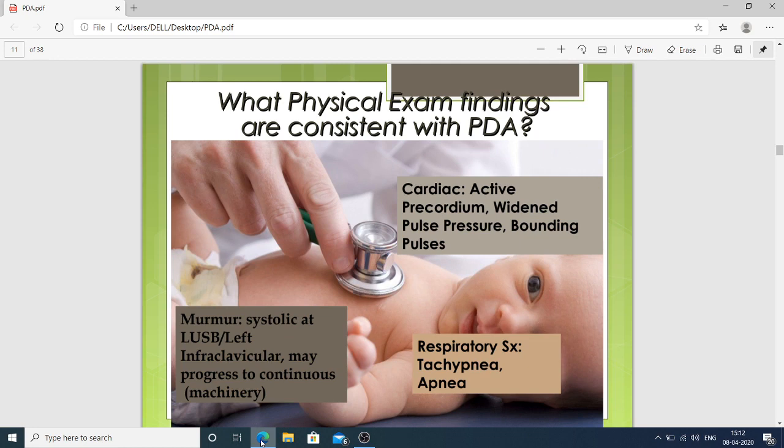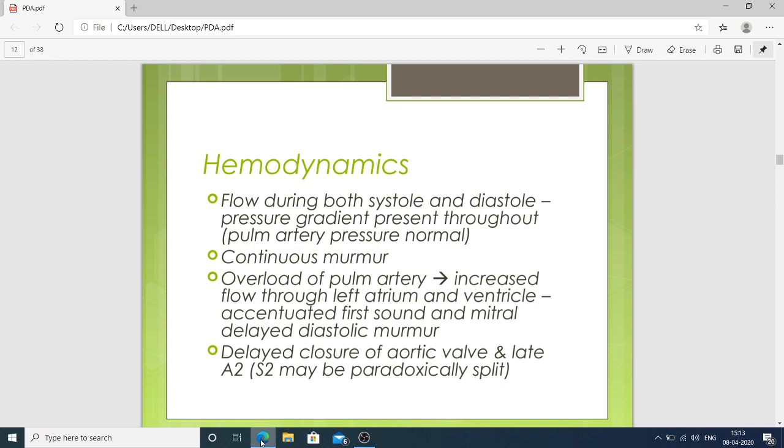LUSB stands for left upper sternal border, and infraclavicular means situated below the clavicle region. It may progress to continuous. Then hemodynamics. What does hemodynamic mean? It's related to the flow of blood within the organs and tissues of the body.